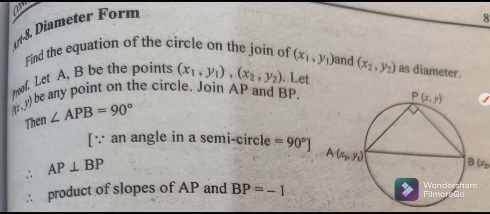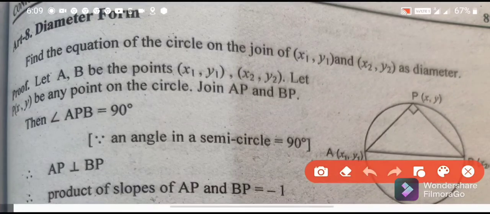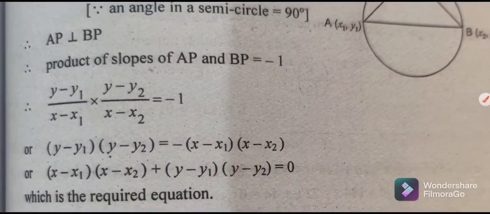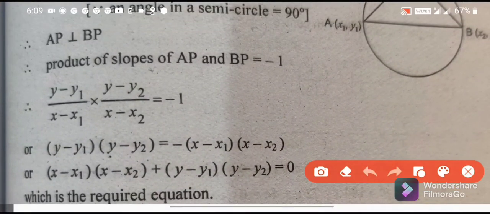Next is diameter form. In diameter form, the coordinates of the ends of a diameter are given, that is, A is equal to (x1, y1) and the coordinates of B are (x2, y2). Then the equation of the circle is given by (x minus x1)(x minus x2) plus (y minus y1)(y minus y2) is equal to 0.